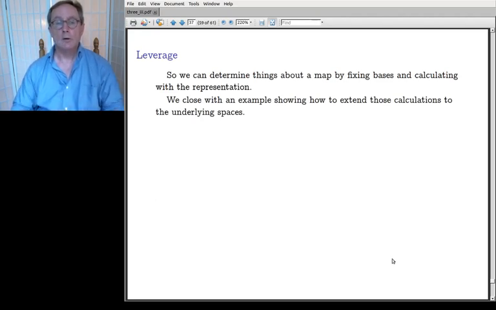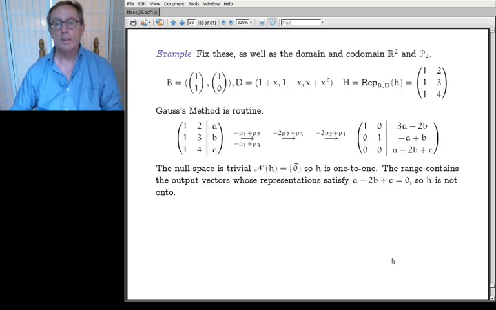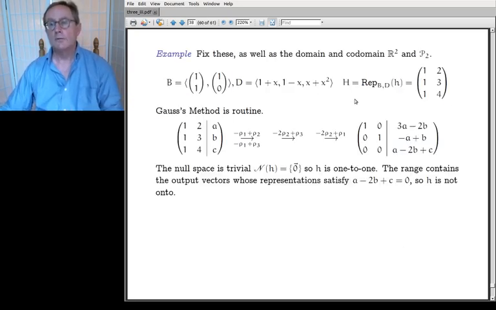So I ran through a lot of ideas, but the idea here is that we can determine a lot of things about the map by fixing some bases and calculating with the representation. So I'm going to close with an example showing how to extend those calculations to the underlying spaces. I'm going to fix these three things: a basis for the domain, a basis for the codomain, and a representation of the map. I do the Gauss's method calculation here with the ABCs. The null space is trivial, so H is 1-to-1.